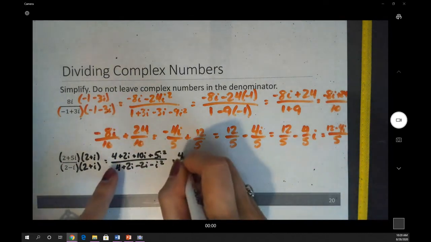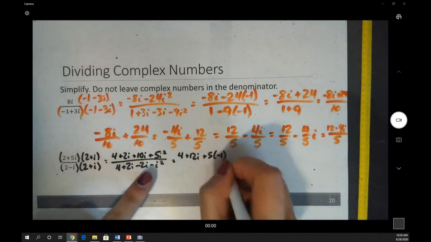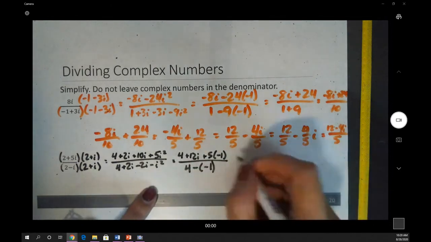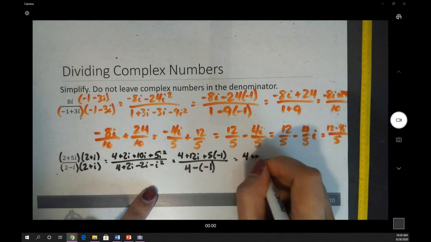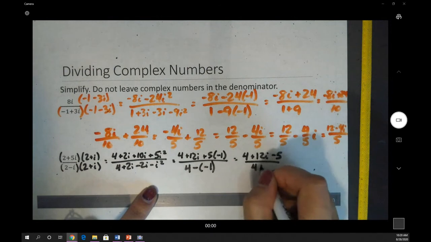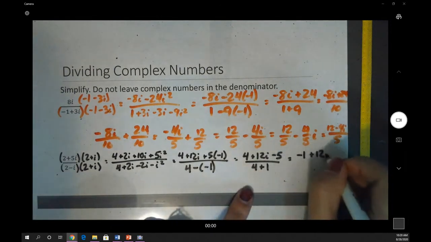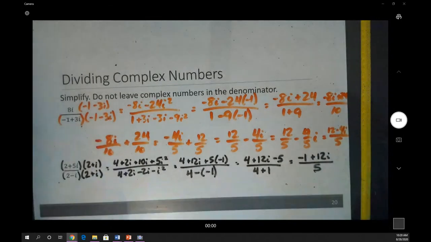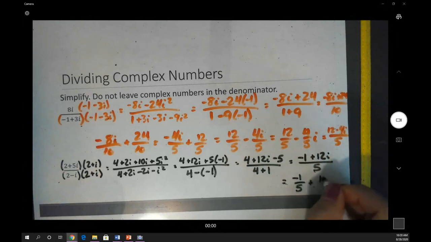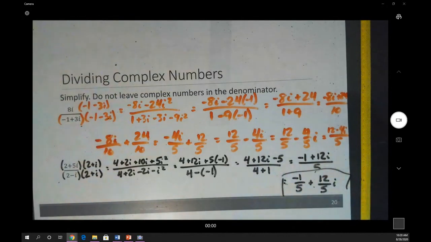So that gives us 4 plus 12i plus 5 times negative 1 over 4 minus a negative 1, which is 4 plus 12i minus 5 over 4 plus 1, which gives us negative 1 plus 12i over 5. If I break this up, that's a negative 1/5 plus 12/5 i. Neither of those reduce. So that's our answer.